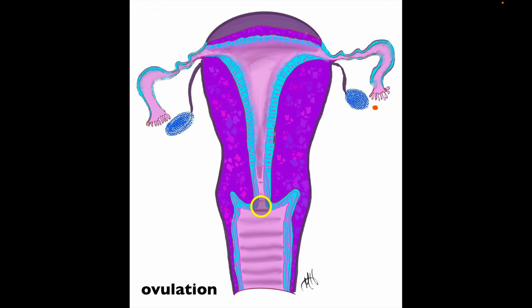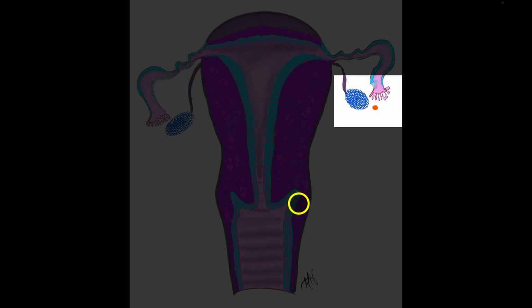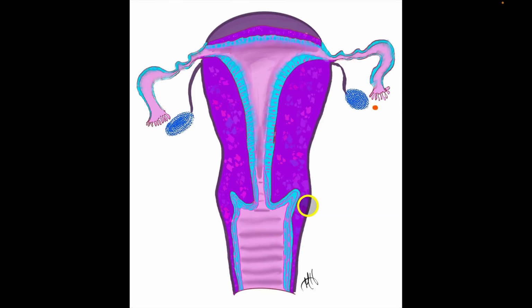So during ovulation, which is the release of an egg from the ovary, which we see over here on the right, the cervical mucus thins out to allow for the potential passage of sperm cells through the cervical canal into the uterus and up into the fallopian tubes in the hopes of fertilizing that ovulated egg.